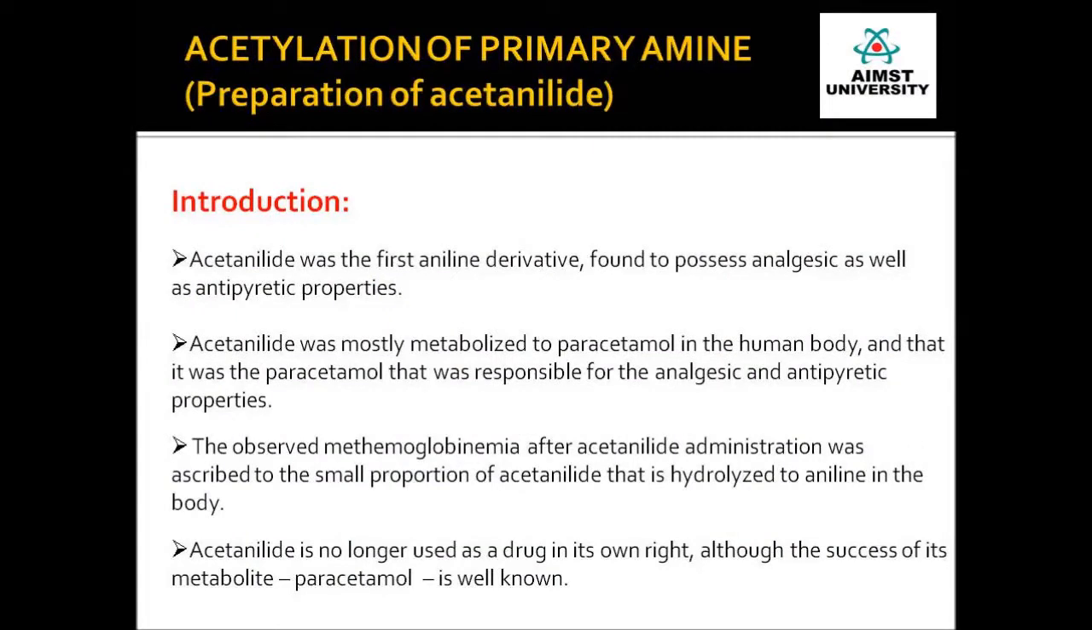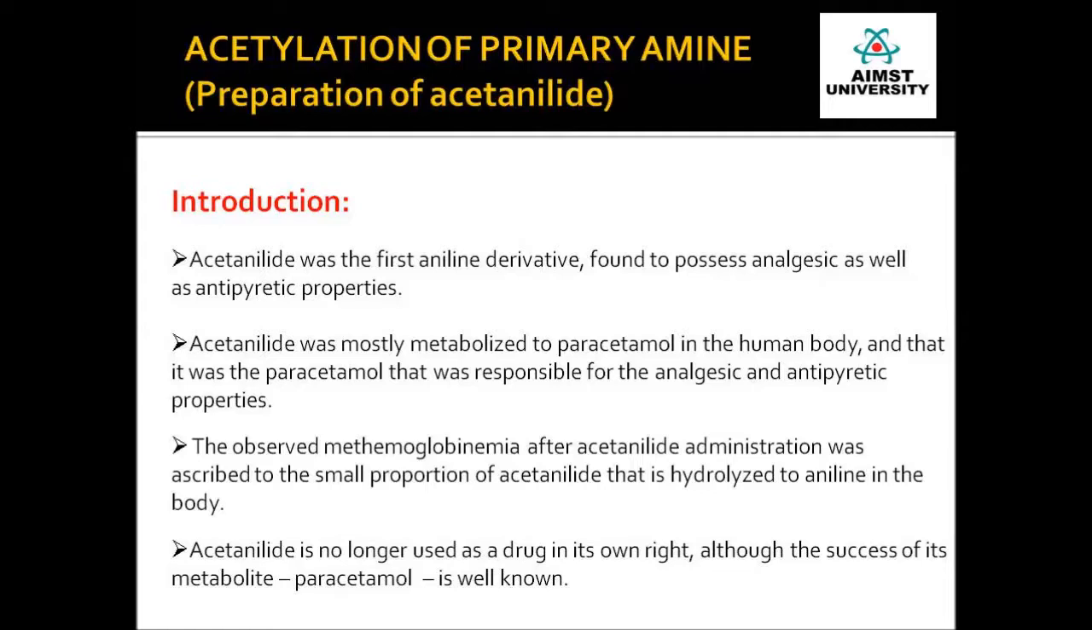Acetanilide preparation comes under the category of acetylation of primary amines. Acetanilide was the first aniline derivative, serendipitously found to possess analgesic as well as antipyretic properties, and was quickly introduced into medical practice under the name of antifebrin by A. Cahn and P. Hepp in 1886. Because of its toxic effects, it was withdrawn from the market and prompted the search for less toxic aniline derivatives such as phenacetin.